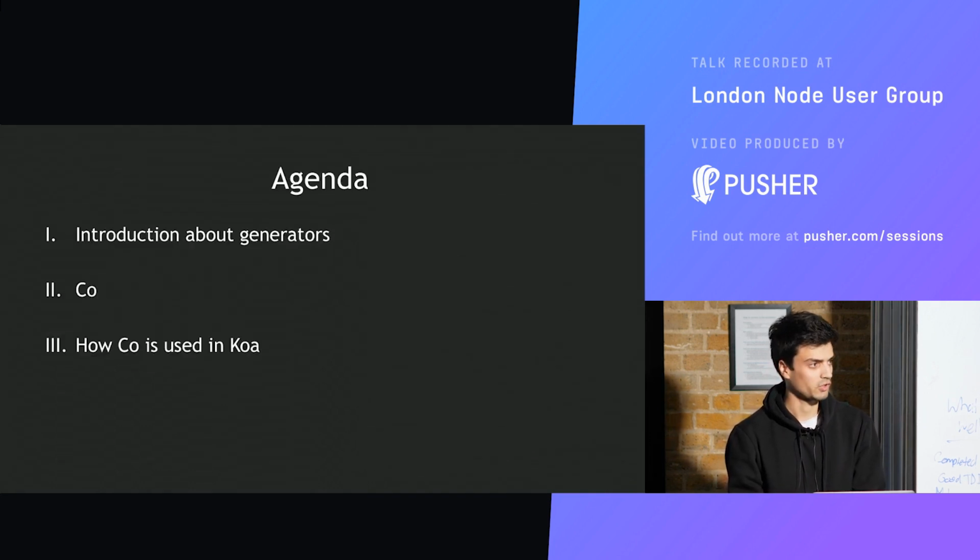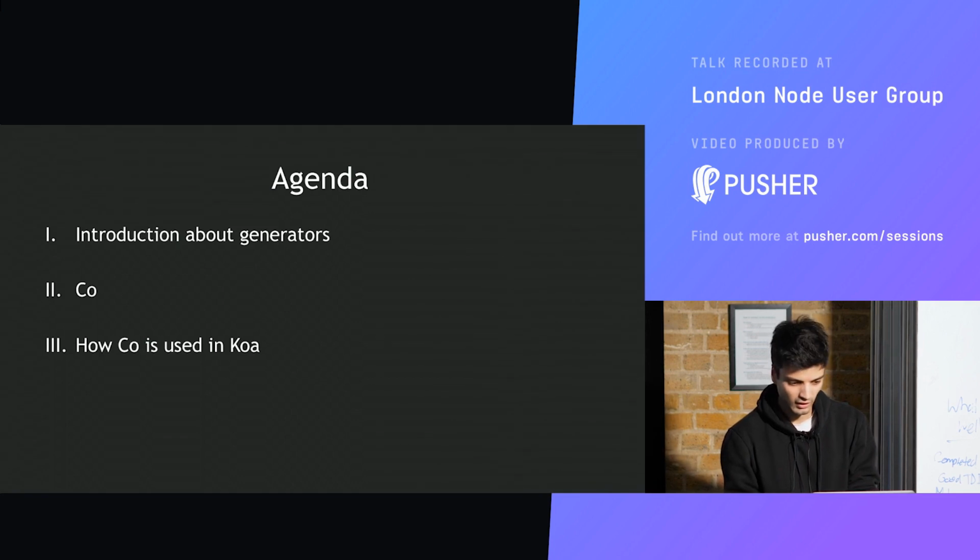Today I'll talk about generators. First we'll go into details on what a generator is, because maybe some of you don't know exactly what a generator is. Then I will talk about one library called Co that you may have heard of, which helps you to write asynchronous code using generators. And then I'll talk about how Co is used in Koa. For those who don't know, Koa is a Node framework like Express.